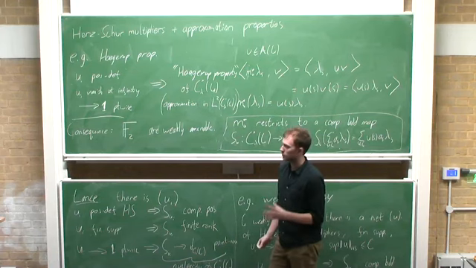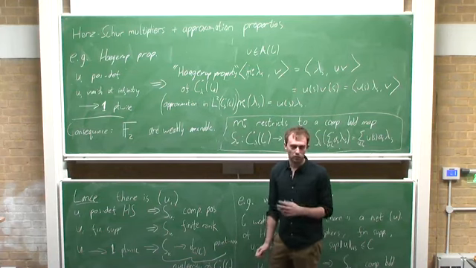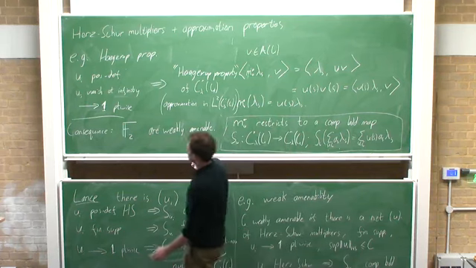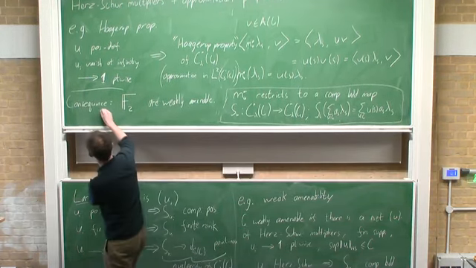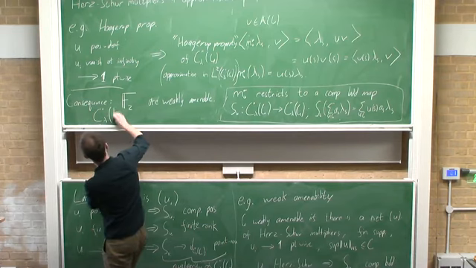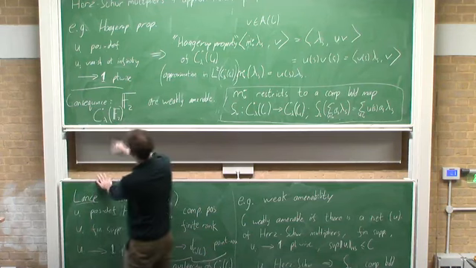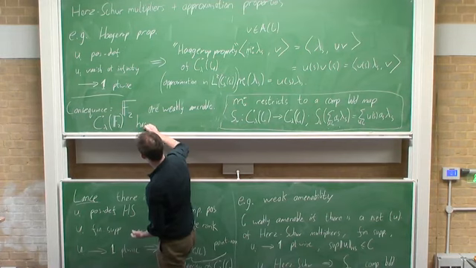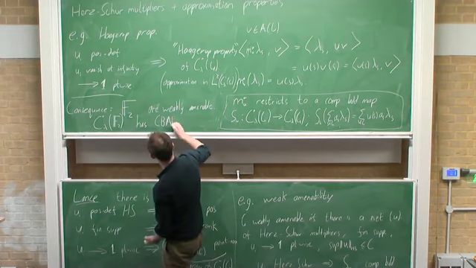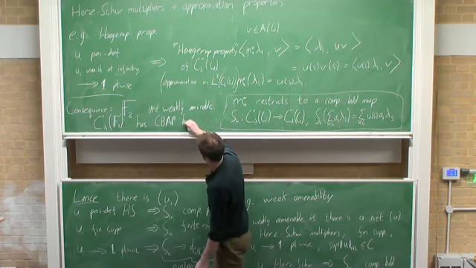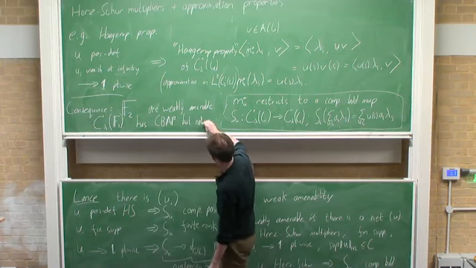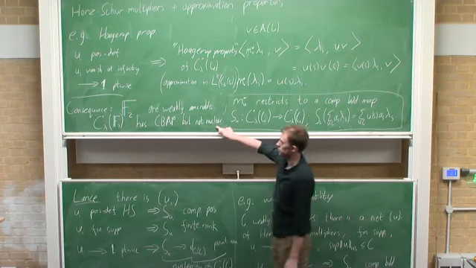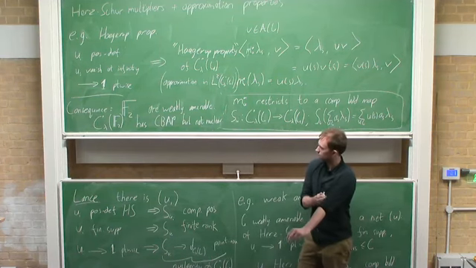So, in a sense, although they're known as being bad for non-amenable groups, they're not so bad. They have the next best thing. And what this means is that, as I just said, the reduced C-star algebra of the free group has a completely bounded approximation property, but it's not nuclear, because nuclearity is equivalent to amenability.